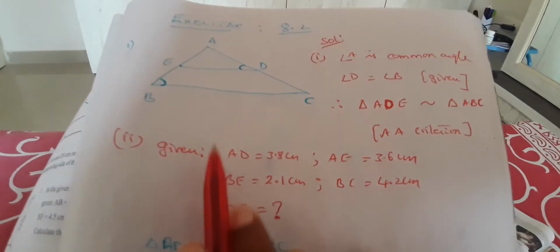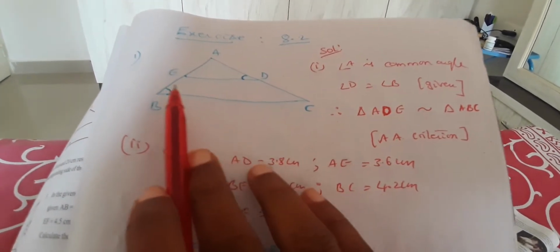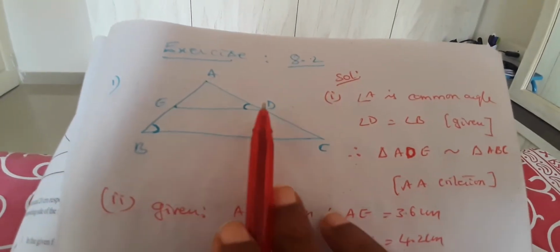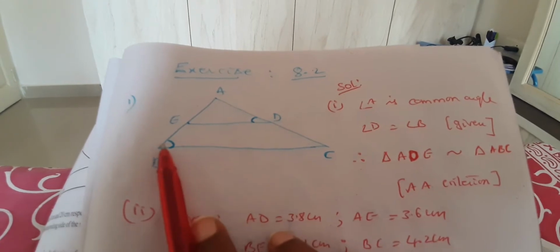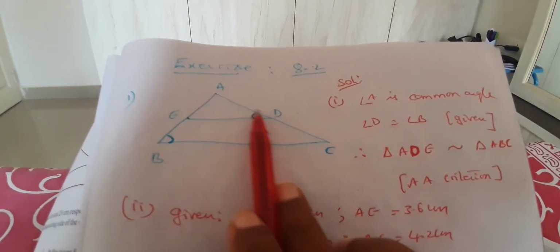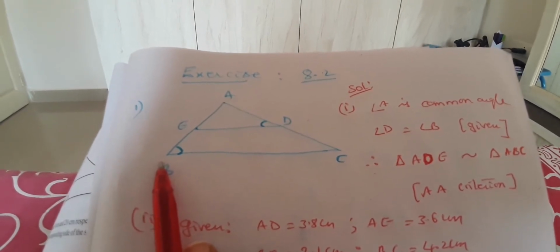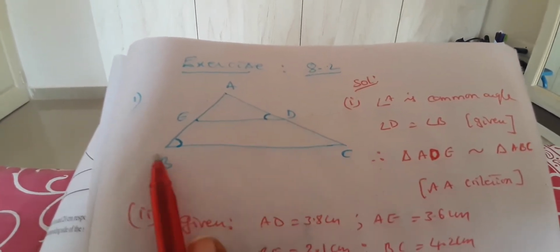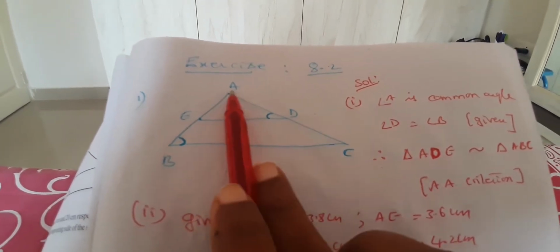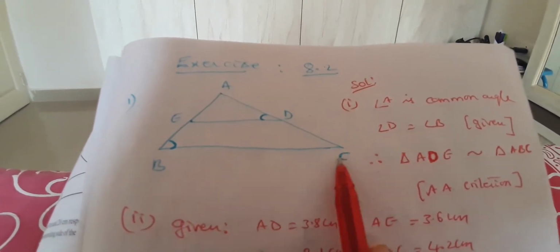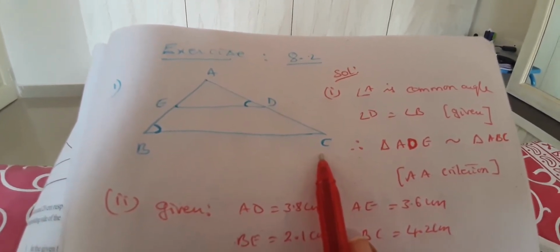So now what is given? AD is given to us. Now what are the corresponding sides? Children, first focus on corresponding sides. As we have the corresponding angles to be D and B, the corresponding sides are AD and AB. Right? ED, BC. AE, AC. So this is how you have to understand the similarity principle here.